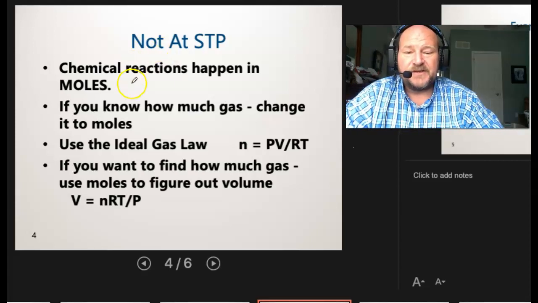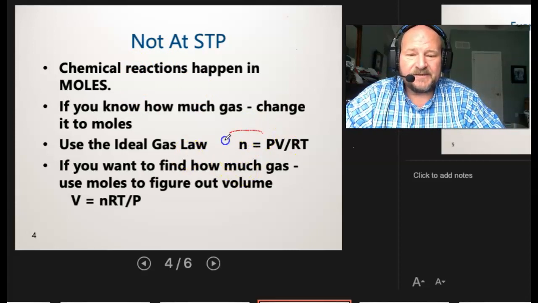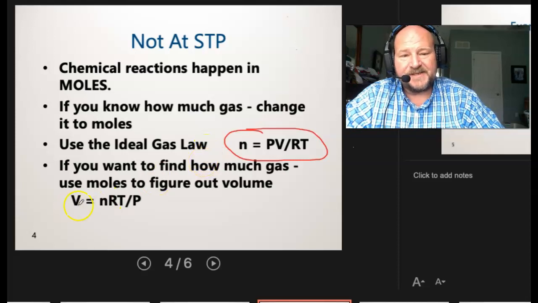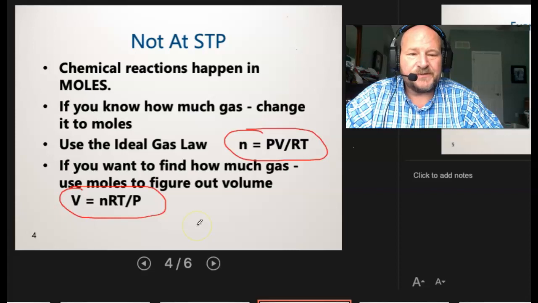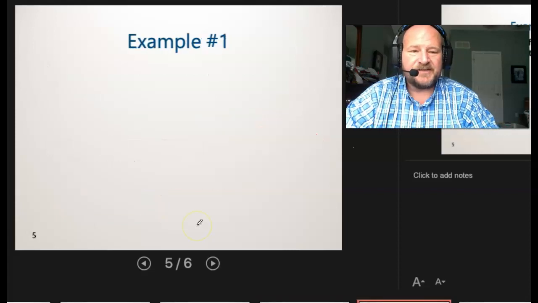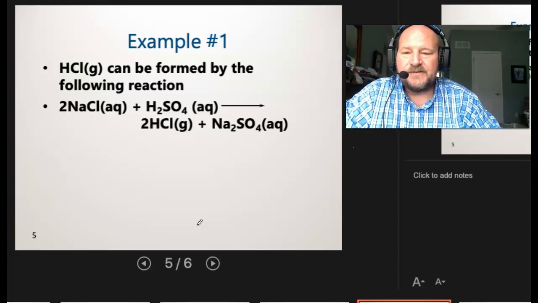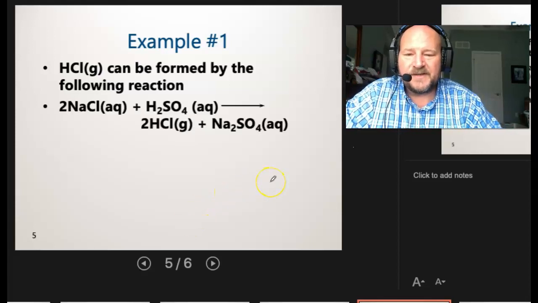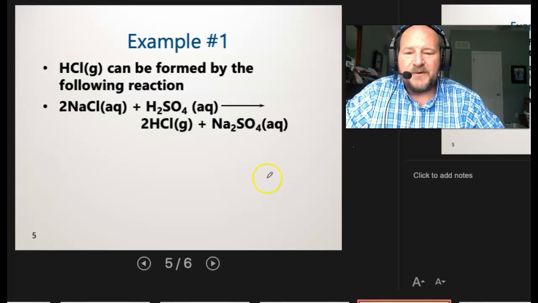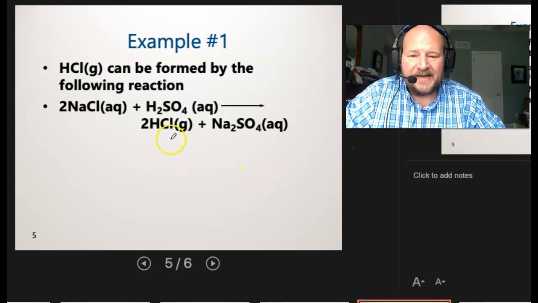So again, these would be the 2 steps, right? If I'm in the first step and I'm starting with a gas, this is the one I'm going to want to use. If it's the last step, like we just did, then that means I'm going to want to know a volume, and that means that's the equation I'm going to use. So for instance, let's take a look at an example problem. HCl gas can be formed by the following reaction. So we're going to take 2 sodium chloride, we're going to mix it with strong acid, and that's going to produce HCl as a gas, and then sodium sulfate.